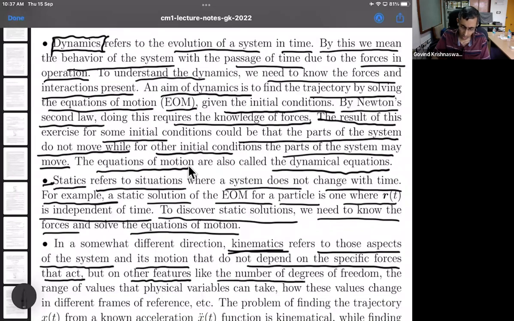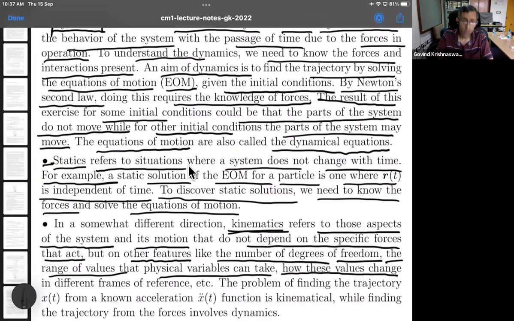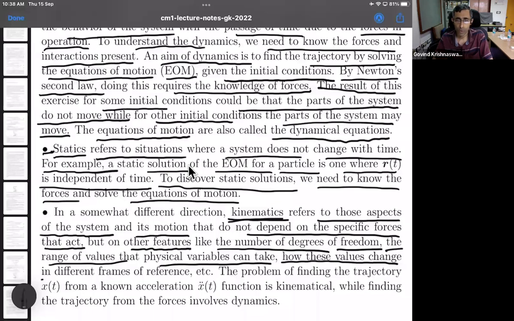They may be things like the number of degrees of freedom of the system. Okay, that too is an attribute of the system. It helps to know that. The range of values that physical variables can take. So those are again kinematical aspects. How the values that physical quantities take change from one frame of reference to another. Okay, that again is not a matter concerning forces or interactions, but just how you want to view the system, from where or when. Okay, let me remove the word when. When does involve dynamics, but from where or with respect to a moving frame, that kind of question.